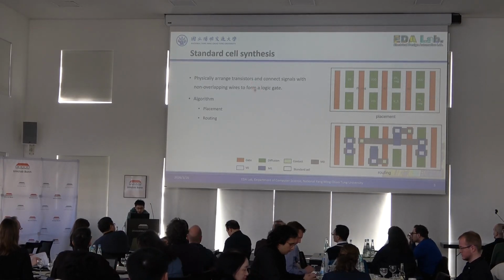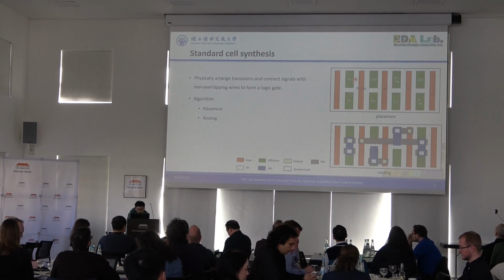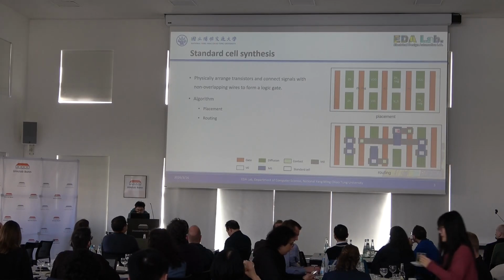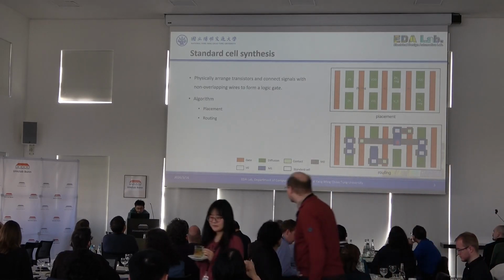This is diffusion, and this is gate. This is contact, and this is M0 wire. This is VR0, and this is M1 wire. The algorithm includes transistor placement and routing.